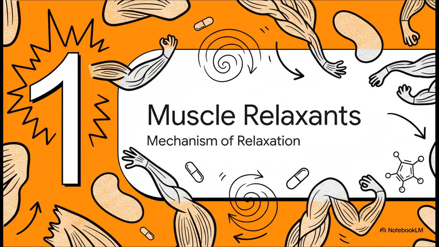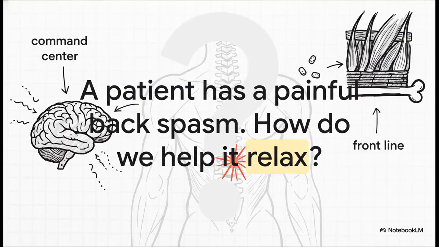The key here is figuring out their pathway, because that's going to tell us everything we need to know about their side effects. So here's the big question, right? A patient's in pain, their back is locked up. How do we get that muscle to just let go? Well, it really comes down to where we decide to intervene. Do we go right to the muscle itself, or do we go to the command center, the brain and spinal cord, and tell it to cool down?